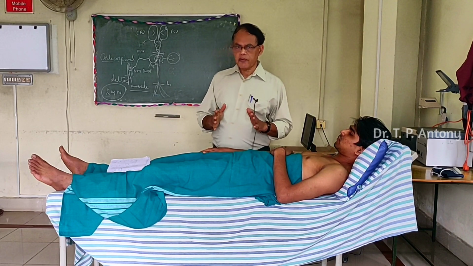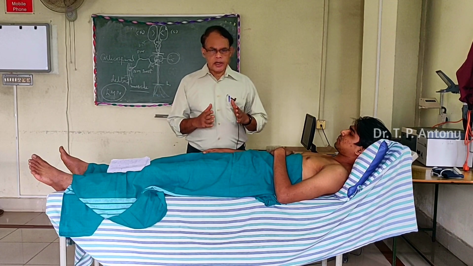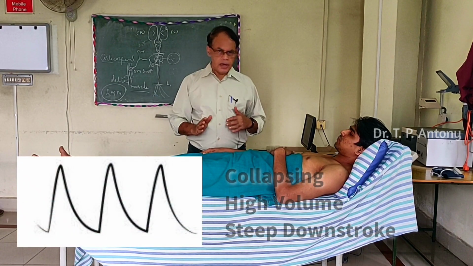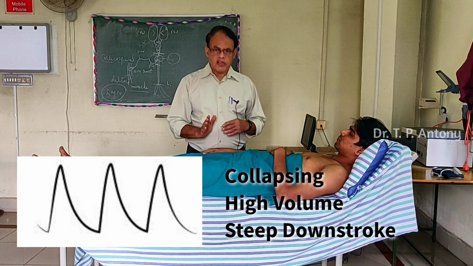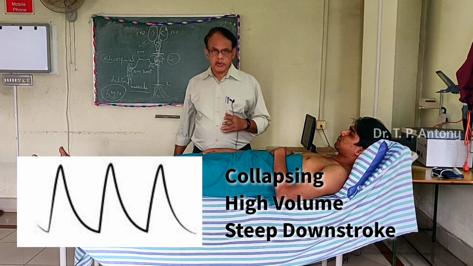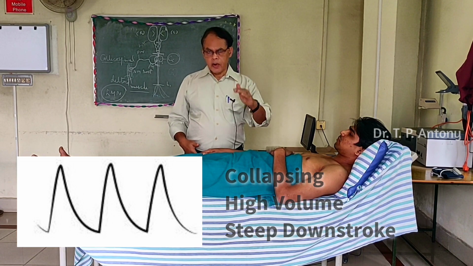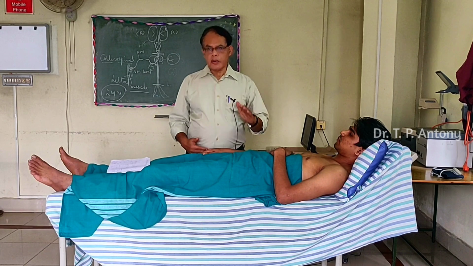What is meant by collapsing pulse? Just like the slow rising pulse, here the volume is very high and the upstroke is very steep, and there is no plateau and it suddenly drops. This tells us there is a wide pulse pressure for collapsing pulse.